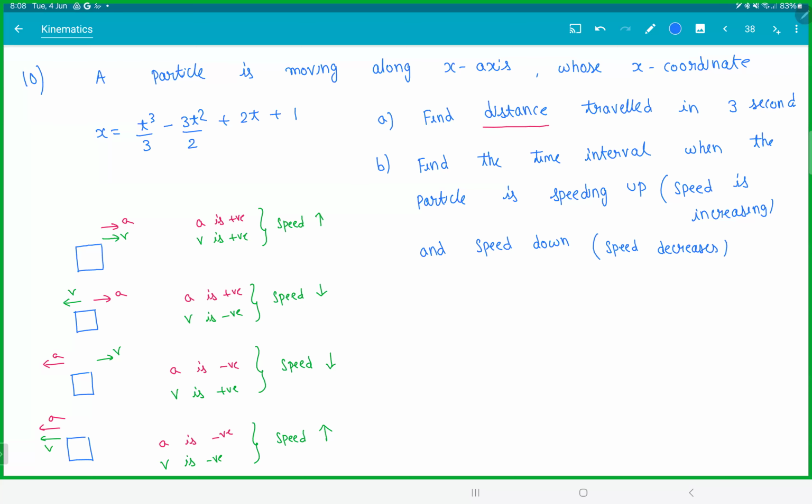So in the exam, if you hear the word speeding up and speeding down, be careful. So I want the time interval in which time it is speeding up, in which time it is speeding down. First, let's get the distance. No, that's not the answer.